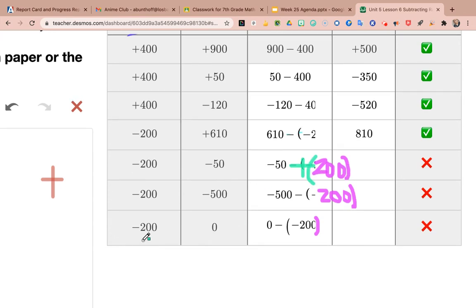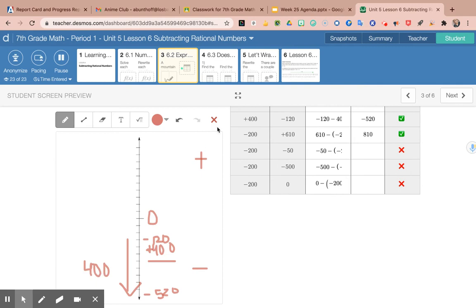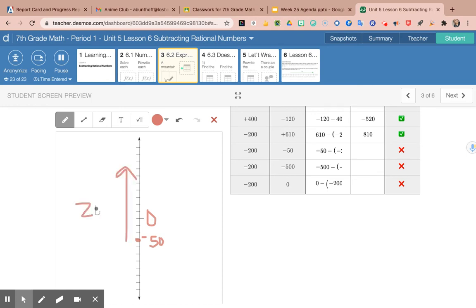Plus negative 50. So if I start at negative 50 and I add 200, because remember that cancels out, then I'm going to go up 50 to get to 0. So I take 50 of my 200 just to get to 0. So I'm left with 150 going up. So for the next one, I get 150.